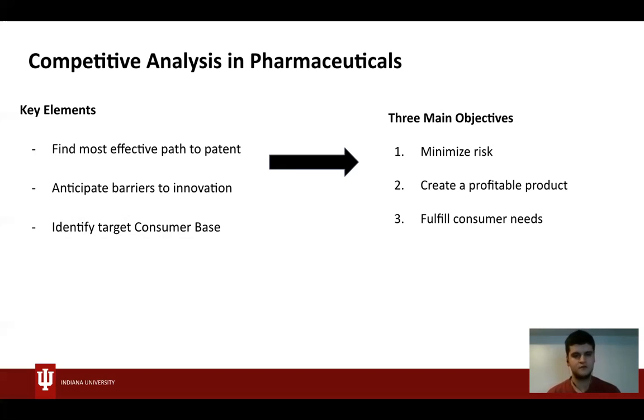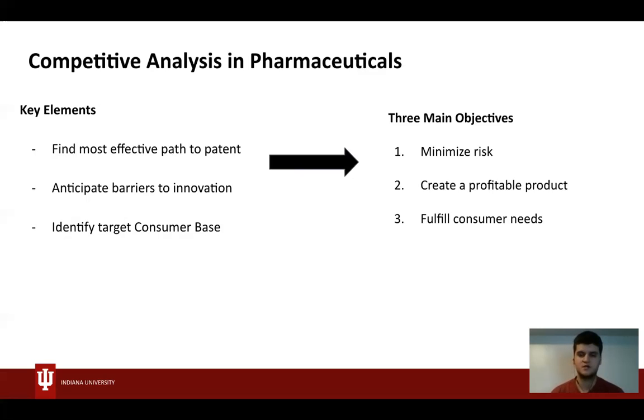And finally, you need to identify a strong target consumer base. Your competitor analysis can help you identify what markets your competitors are currently working in and where they're innovating. And you want to be able to identify the consumer base that meets your company's needs, but also you're able to be strong competitively against other firms.